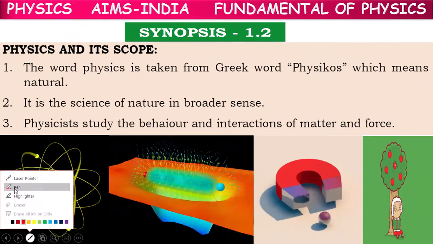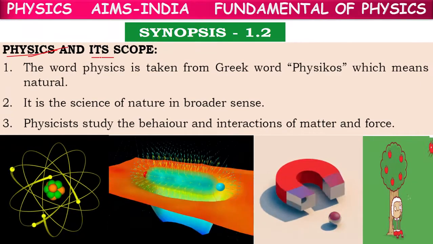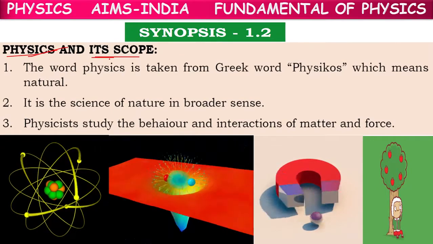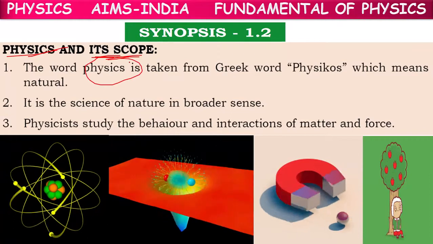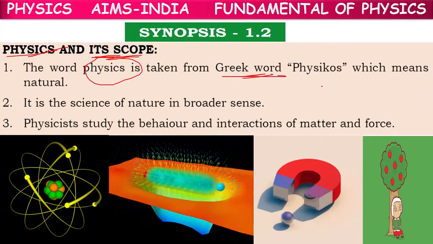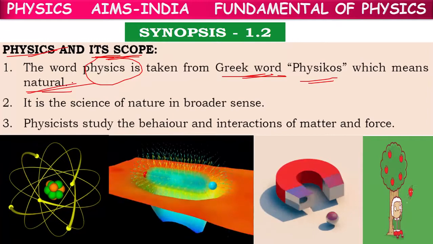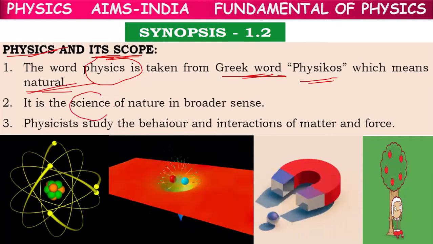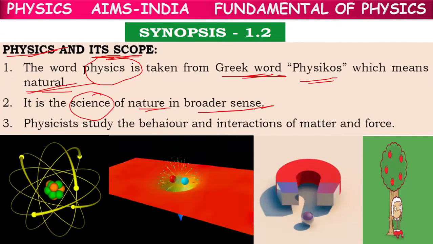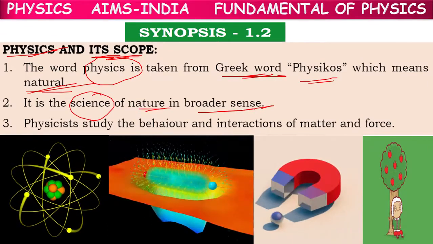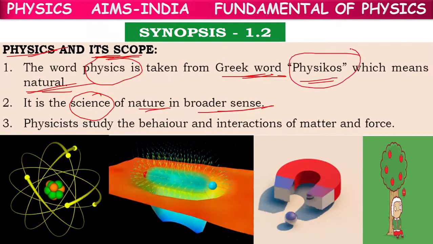Okay, children, our today's concept is physics and its scope. The word physics is taken from the Greek word physikos, which means natural. It means the science of nature in a broader sense. The science about nature is called physics, according to the word physikos.